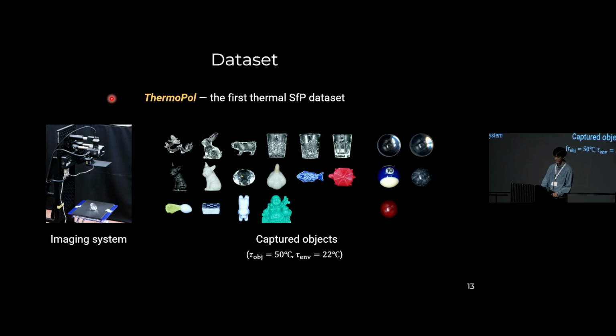We implemented this imaging system and created the ThermoPol dataset. To our knowledge, this is the first real-world dataset for thermal infrared SfP. It consists of objects with various shapes and materials. We use this dataset to evaluate our method.